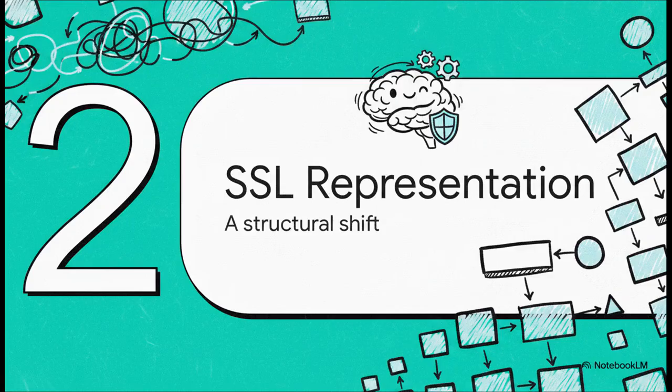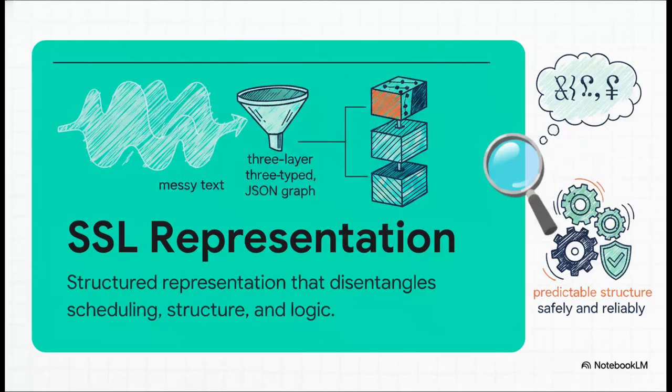Section 2. Enter the SSL representation. To solve this text entanglement, researchers introduce a really brilliant architectural shift known as the SSL representation. The crucial point here is that SSL acts as a source-grounded normalizer. It takes that unstructured, messy text and maps it into a tightly typed three-layer JSON graph. What's absolutely fascinating is that this is actually based on classical linguistic knowledge theories. It literally takes the chaos of human language and forces it into a predictable structure so machines can actually understand what the skill does, safely and reliably.